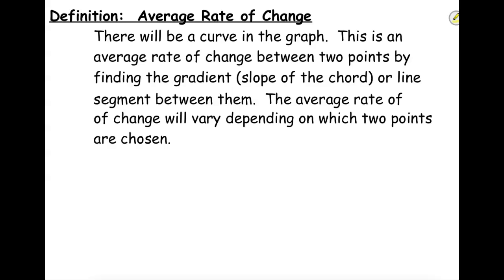Next definition is the average rate of change. For an average rate of change, there's going to be a curve in the graph. This is an average rate of change between 2 points. So it's going to be the slope of the chord or the segment. The average rate of change will depend on which 2 points are chosen.